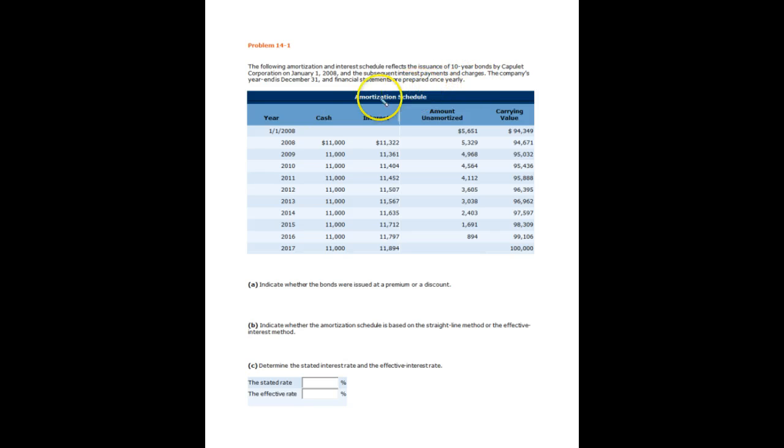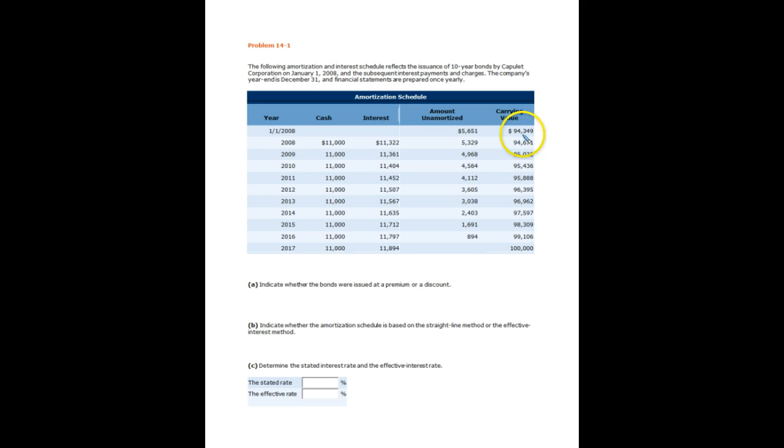This is a really good little problem because it's actually a puzzle and you kind of have to look at this amortization table and figure out what these unknowns are. So ideally, I'd like you to attempt this on your own and then come back and check your answers. Okay, getting started. Indicate whether the bonds were issued at a premium or a discount.